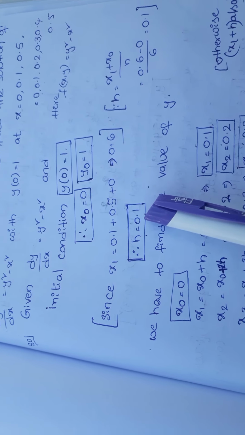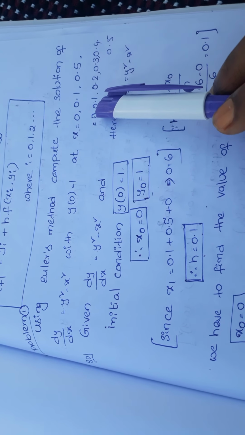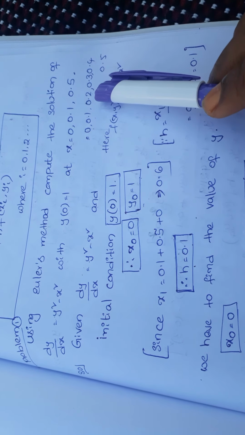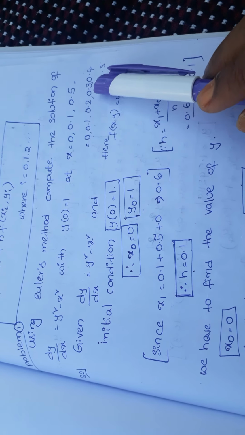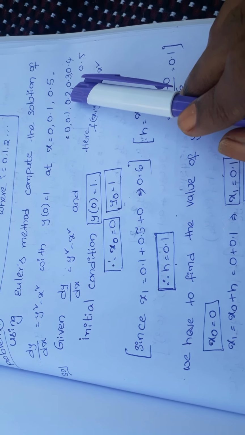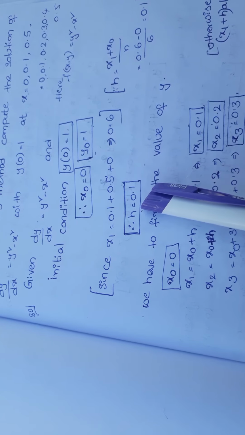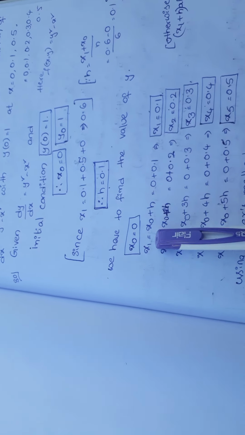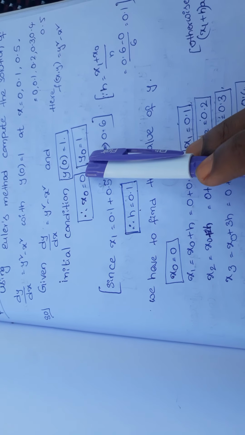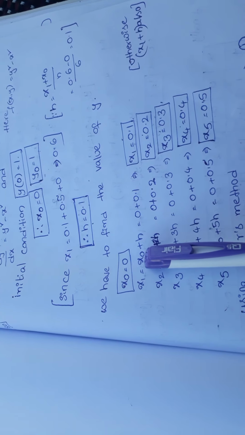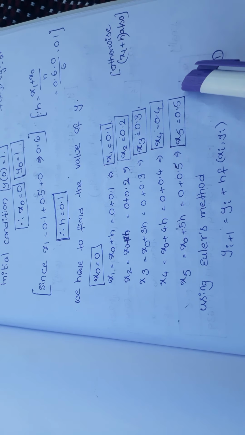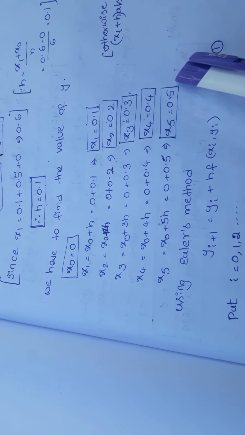H is 0.1. See here, the difference between two values, that means x1 minus x naught, x2 minus x1, x3 minus x2, that is the difference between two values. That is called the step h. That is, h is equal to 0.1. And next, we know the value of x naught. Next we can find the values of x1, x2, x3, x4, x5, that means up to the limit value 0.5.